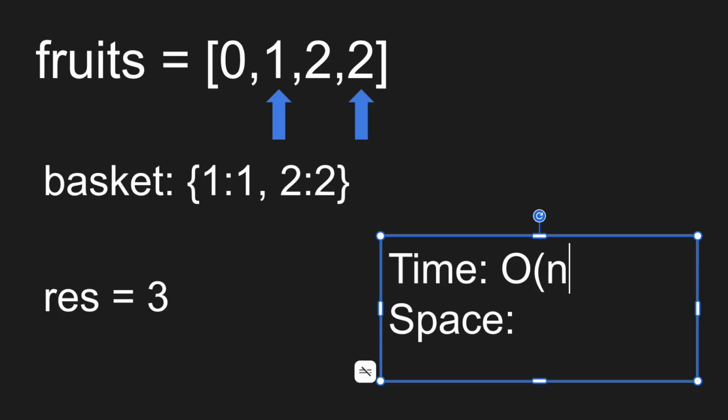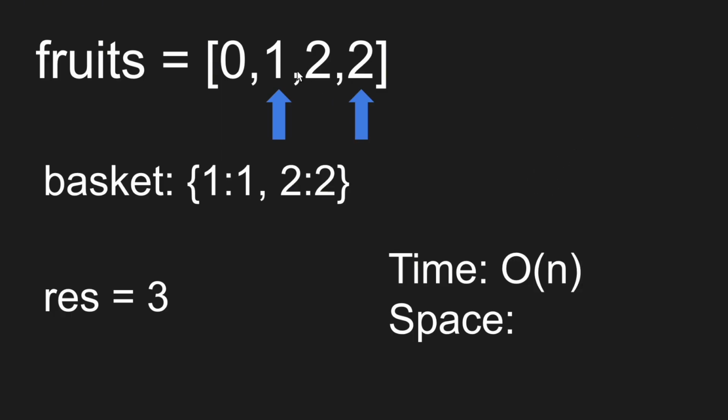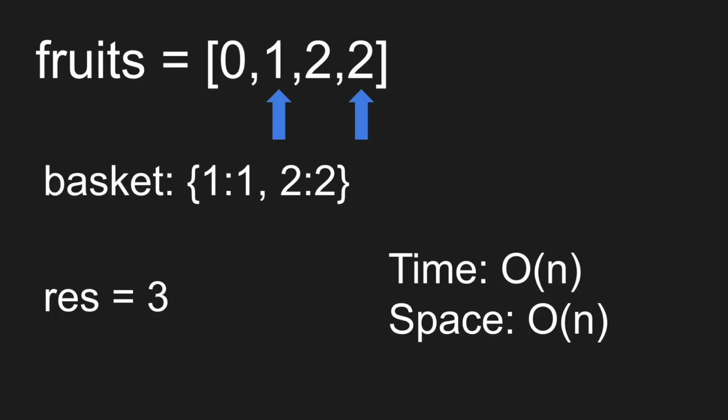And the time complexity would be O of n because we are using a sliding window. The right pointer will slide to the end 1 time, and the left pointer, at the farthest, will also just be 1 time, so it would be O of n, where n is the length of fruits. And the space complexity would be O of n because this basket hash map can take up to n space. So now let's get to the coding part.